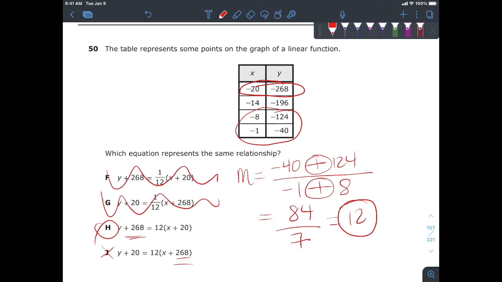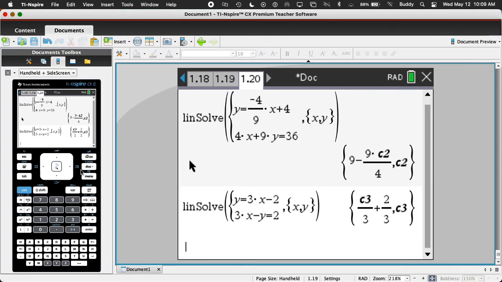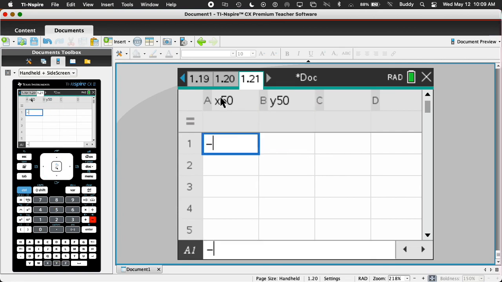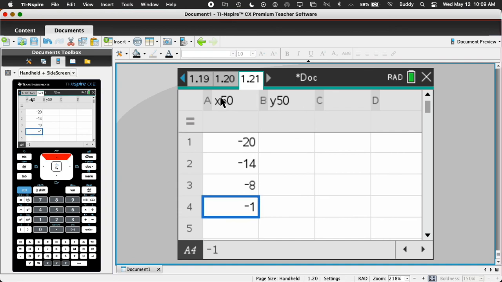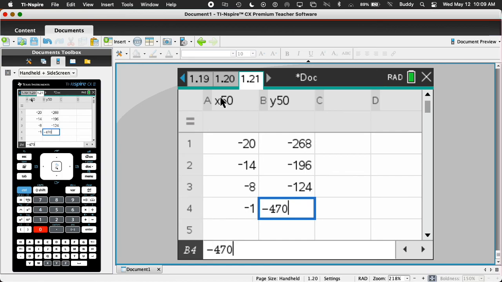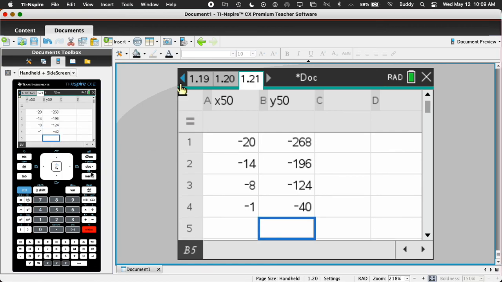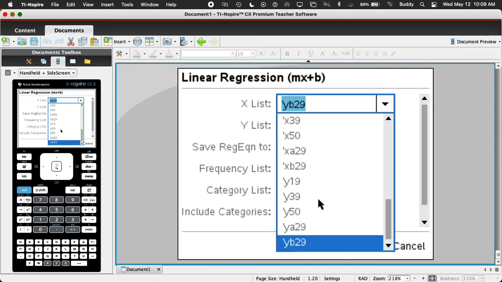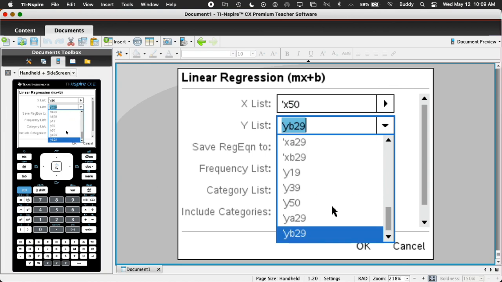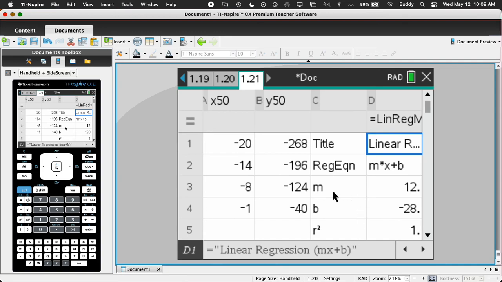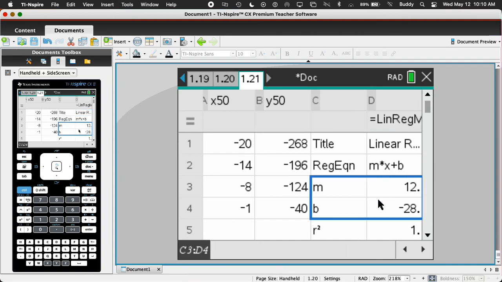Now, my other way to verify this is for us to go ahead and run a linear regression. So I'll go ahead and head over here. These will be my x's from number 50, my y's from number 50. Now I'll go ahead and run my linear regression, and I get this equation, y equals 12x minus 28.